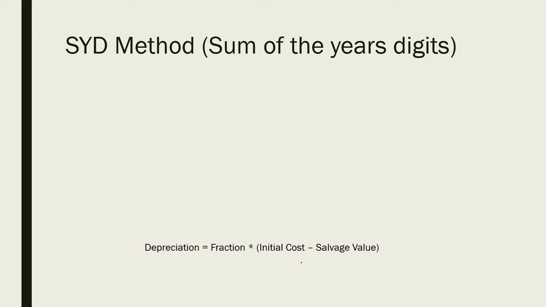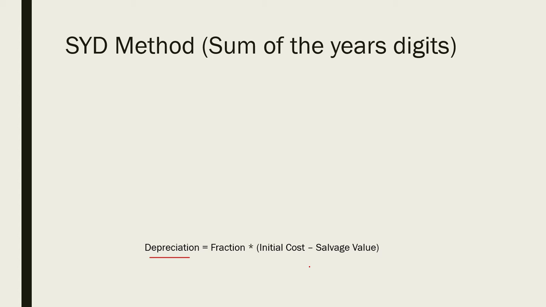For SYD, which is the sum of years digits method, it's a little more complicated. The depreciation is equal to the fraction, which we'll find, times the initial cost minus salvage value. So the fraction is pretty simple to find. You simply take the number of years of depreciation, in this case years 1 through 8, and add those together to get a total of 36. So you sum all those years together, and that is the denominator, and then in the numerator you have the amount of years until the depreciation ends.